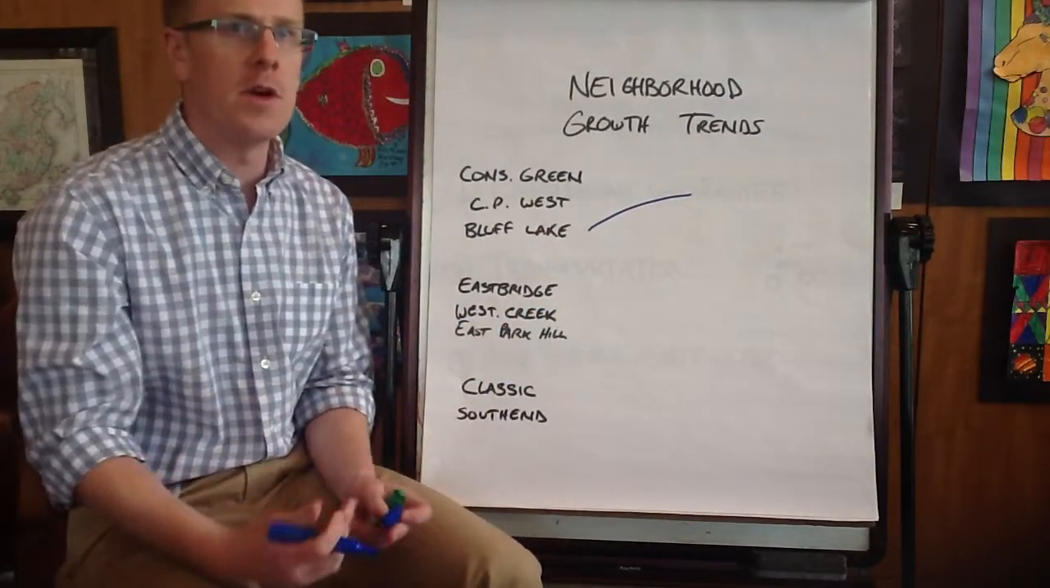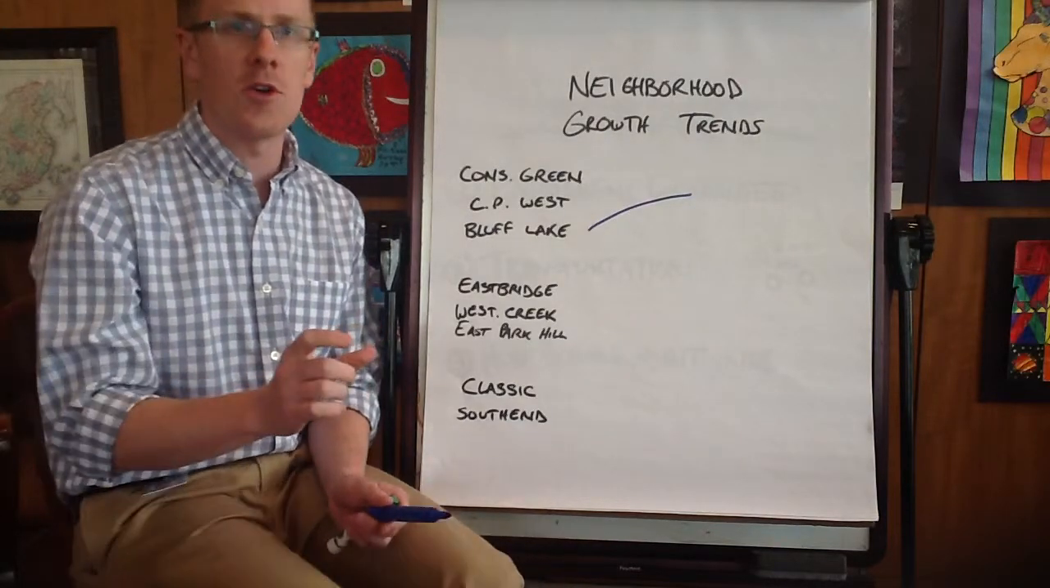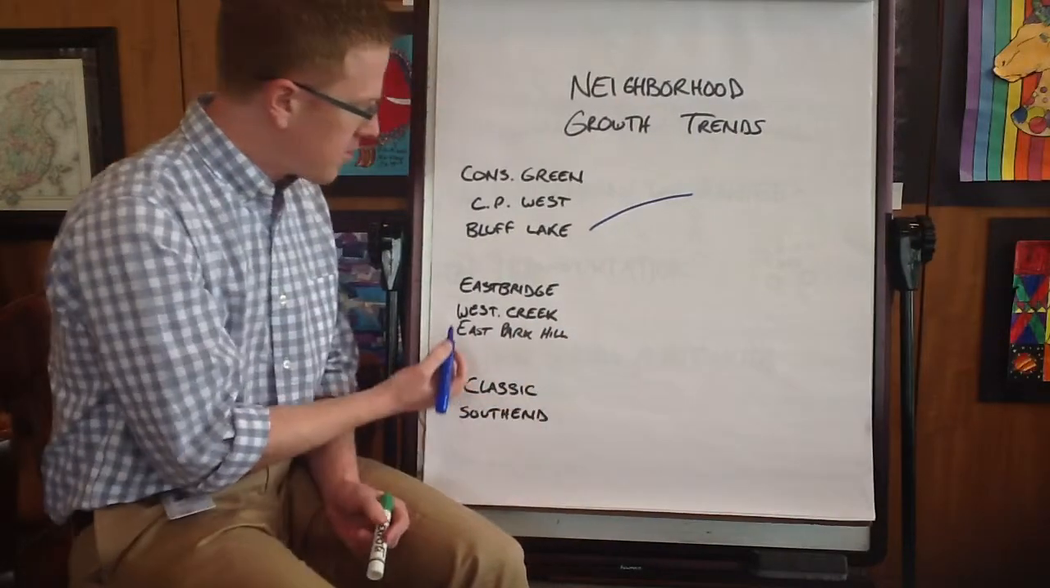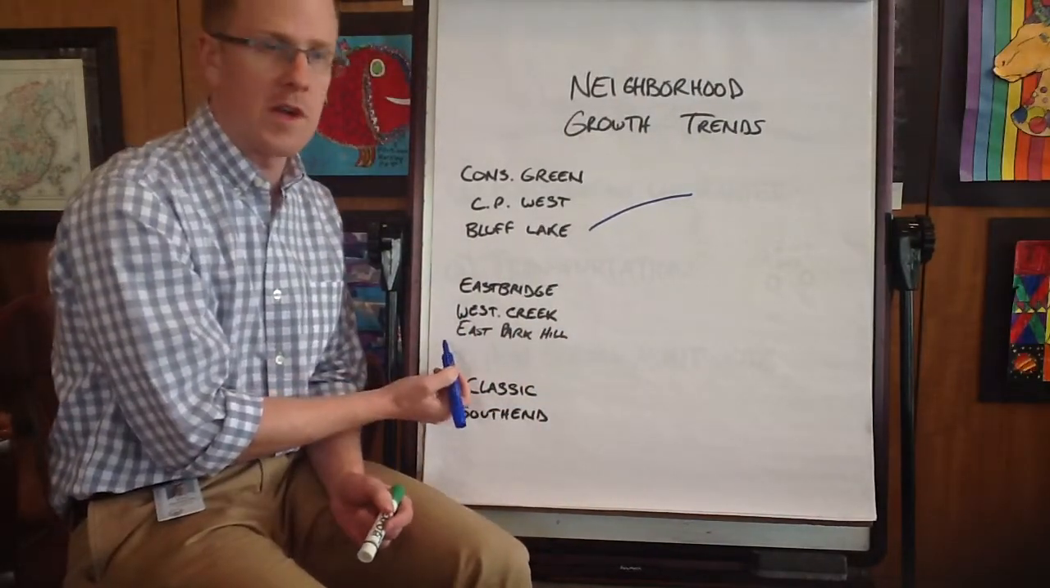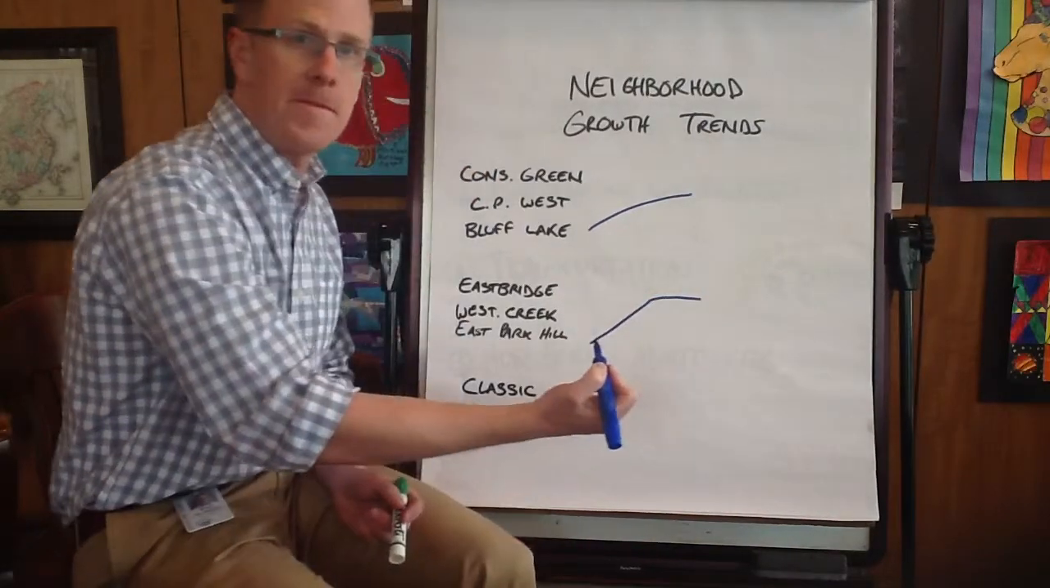The next type of neighborhood are those neighborhoods that have been open for 5 to 7 years. We've now seen large increases in those kindergarten age students, but now they're starting to level off. So think of Eastbridge, Westerly Creek, and East Park Hill. They had high growth, but now they're starting to level off.